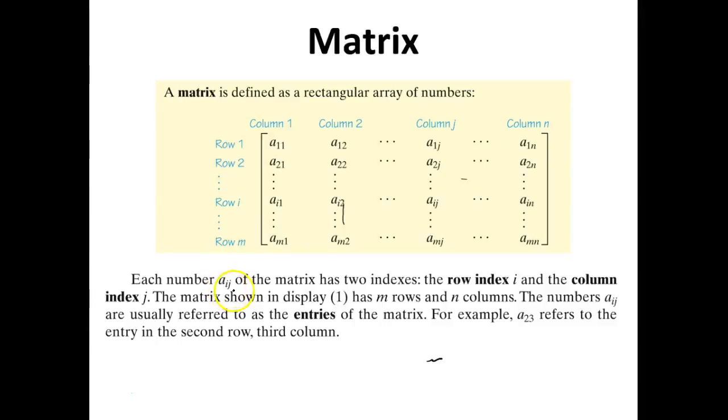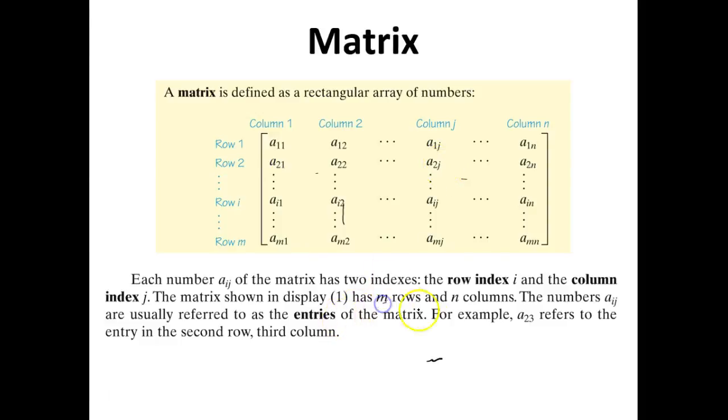Each number a_ij of the matrix has two indices. The row index is i, so this first number usually signifies what row it's in. This would be first row, second row, ith row, mth row. The second number refers to what column it is. So something like a_22 doesn't mean it's the 22nd thing in the matrix. It just means it's in row 2, column 2, row 2, column 1, row 2, column j, and so on.